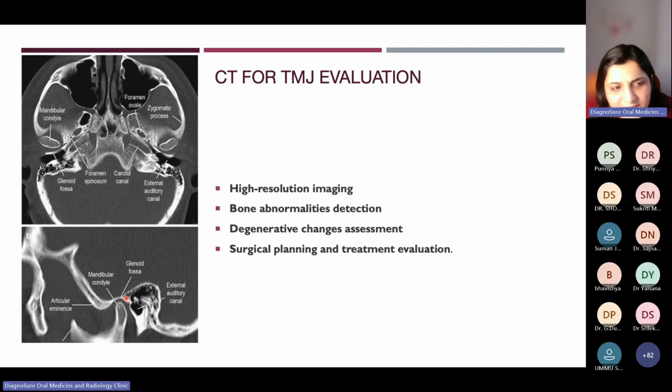In cases of osteoarthritis, we see erosive changes here at the end of the condyle. If there are any other pathologies, if there is a fracture, we can see it very well in CT. Generally, smaller slice thicknesses are used to evaluate the TMJ.